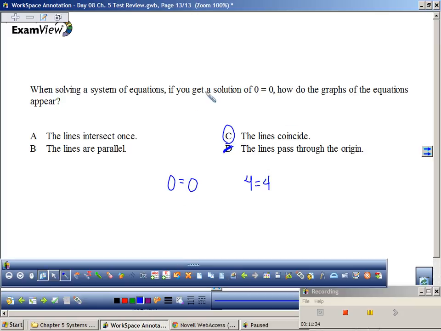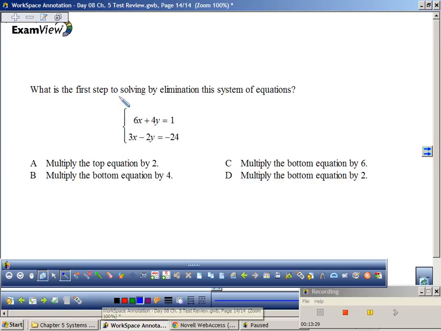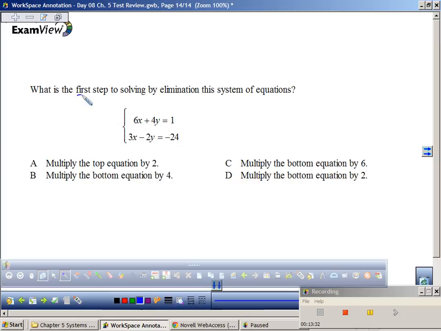So I think the only thing about this was this vocabulary right here is unfamiliar to you. Okay, what about this one? What is the first step? Keyword, first step to solving by elimination this system of equations. That doesn't make much sense, but let's continue. Okay, several ways to solve for this. Let's look at our options.